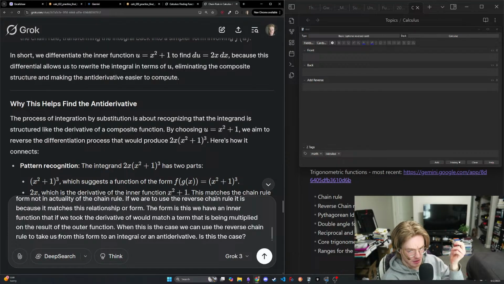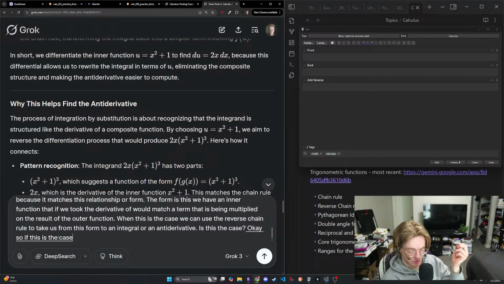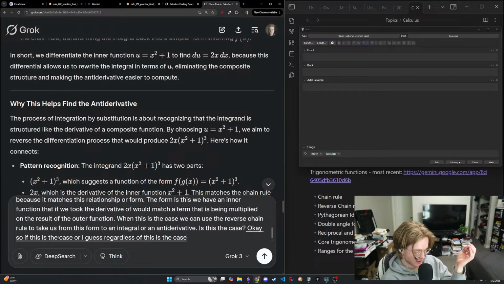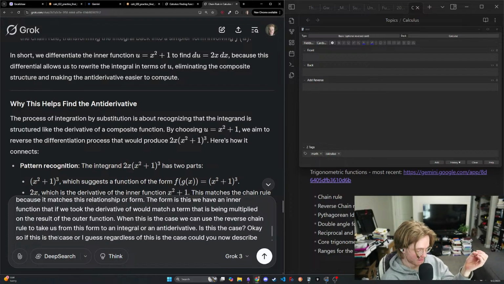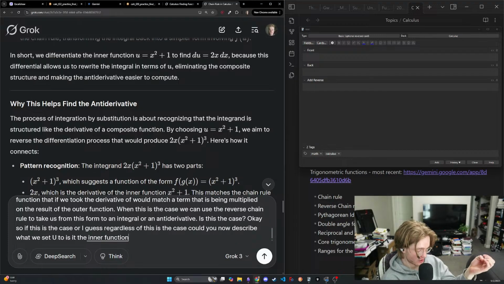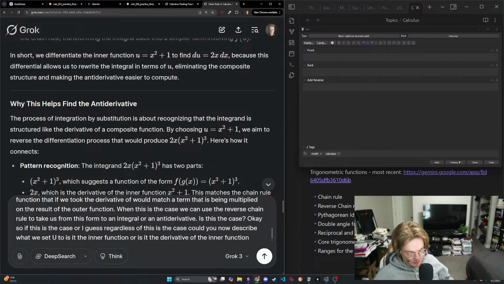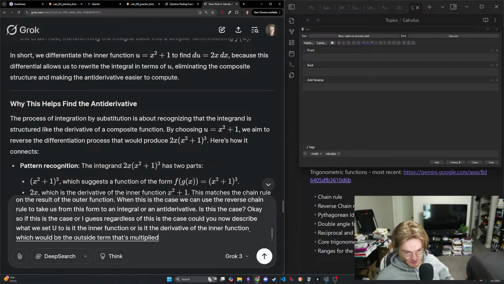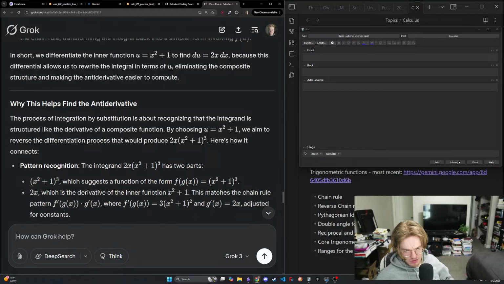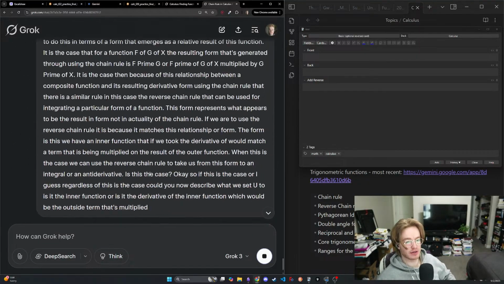Okay. So if this is the case, or I guess regardless if this is the case, could you now describe what we set u to? Is it the inner function, or is it the derivative of the inner function, which would be the outside term that's multiplied? Okay, we'll see how that goes.